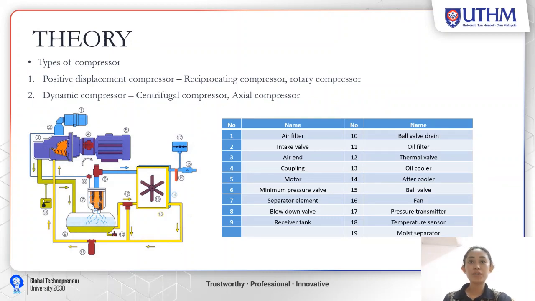This is the theory. There are two types of compressor, which are positive displacement compressor and dynamic compressor. For the positive displacement compressor, there are two more, which are reciprocating compressor and rotary compressor. And as for the dynamic compressor, there are centrifugal compressor and axial compressor. Below is the equipment of the compressor itself.